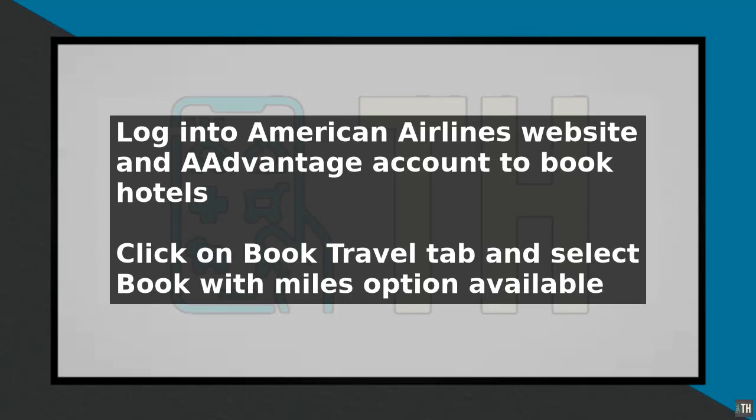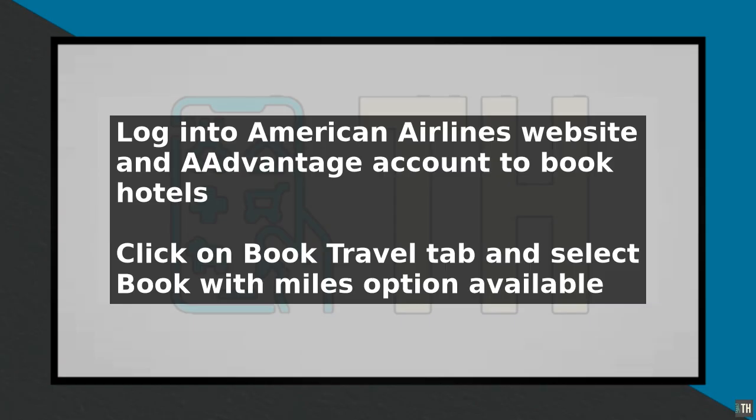To book a hotel with American Airlines miles, start by going to the American Airlines website and logging into your AAdvantage account. Once logged in, click on the Book Travel tab and select Book with Miles. You will then be taken to a page where you can search for hotels. Enter your destination, travel dates, and the number of guests.